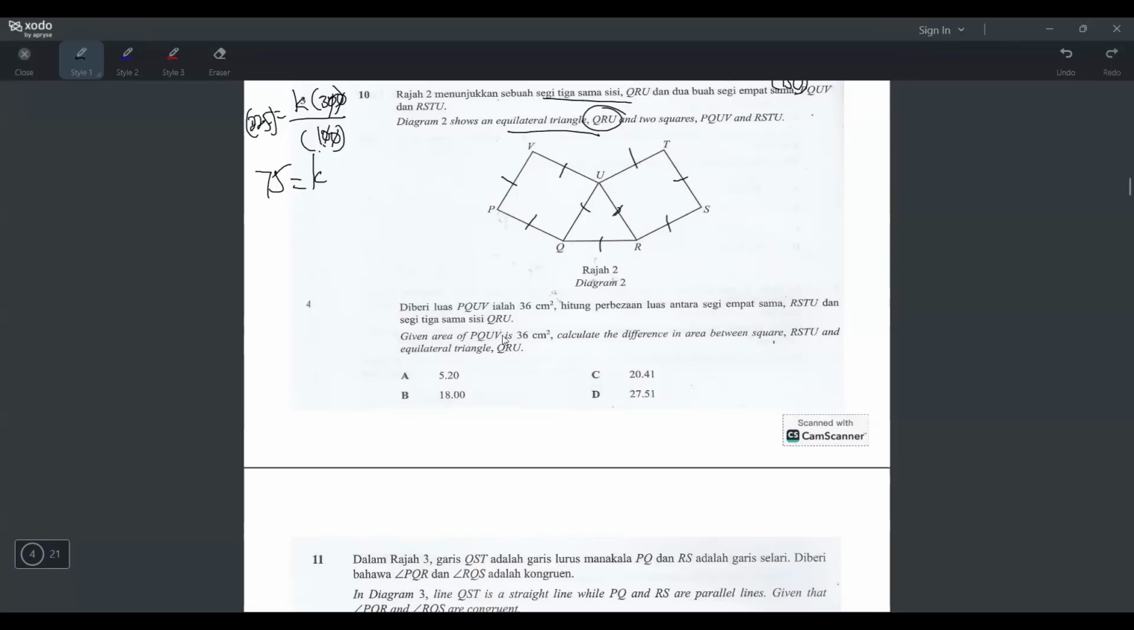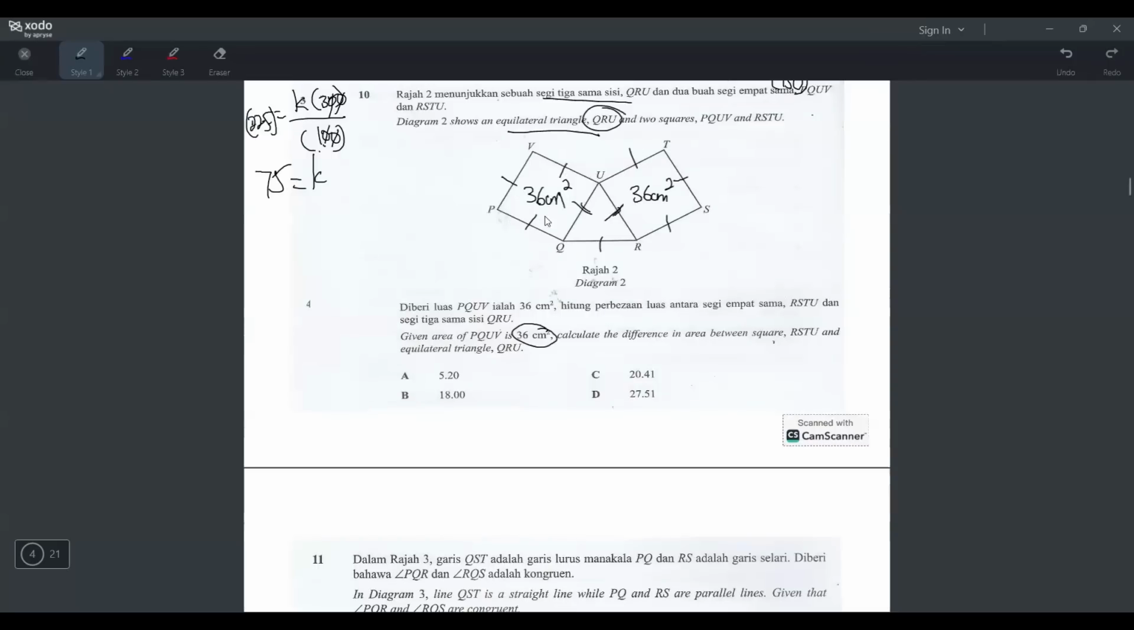Next one, given area of PQUV is 36 cm square. So PQUV, this is 36 cm square. And this one will automatically be 36 also, because they are same size. How I know it's same size? Because although I don't know what the length is, I know this and this are the same, so the rest must all be the same.